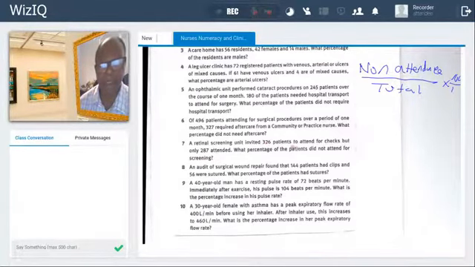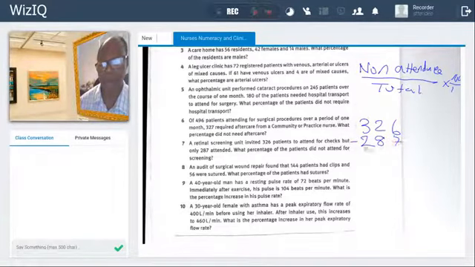326 were invited and 287 actually attended, so we need to subtract. 326 were invited, take away those who attended, so these are the ones who came, 287. 6 take away 7 is not possible, so we borrow 1 from here, which is 10. 10 plus 6 is 16. 16 take away 7 is 9.